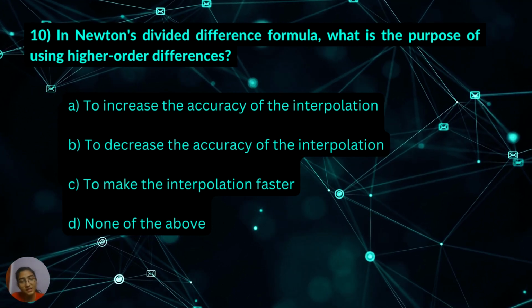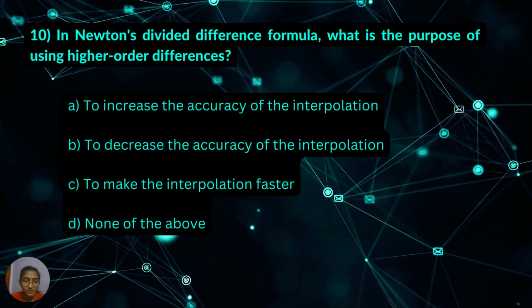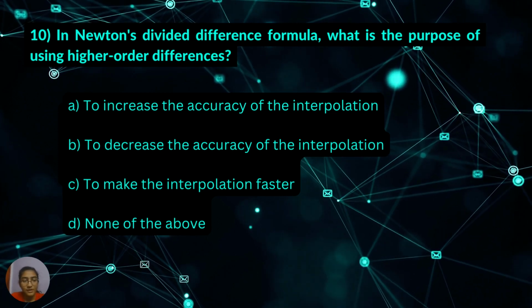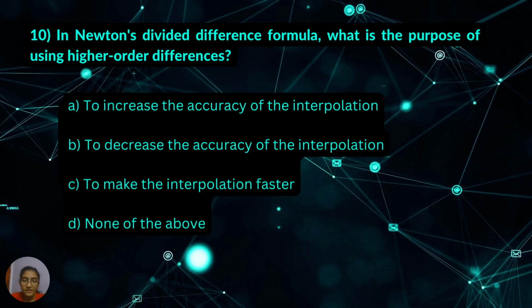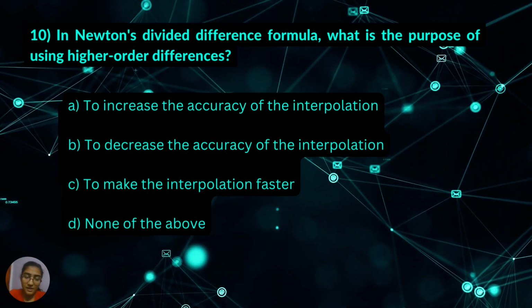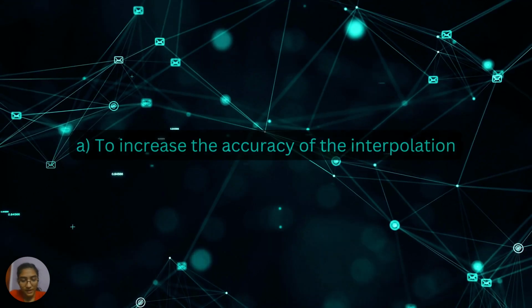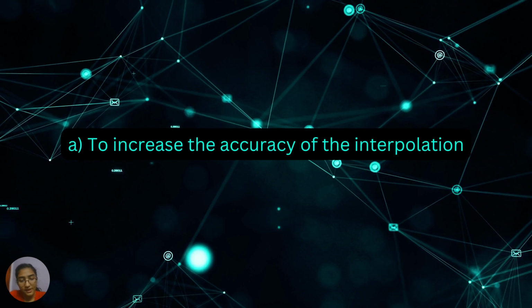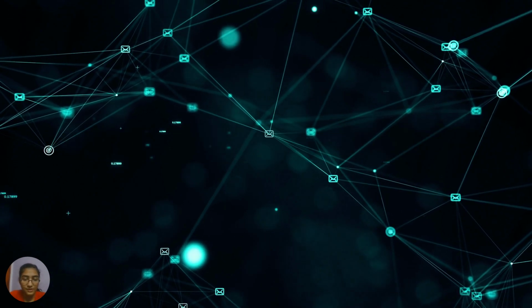If it is decreased, then why do we use that formula, right? And to make the interpolation faster, no, it is not that. The main purpose is to increase the accuracy of interpolation. So our answer is A, to increase the accuracy of interpolation. Okay, let's jump on to the next question.